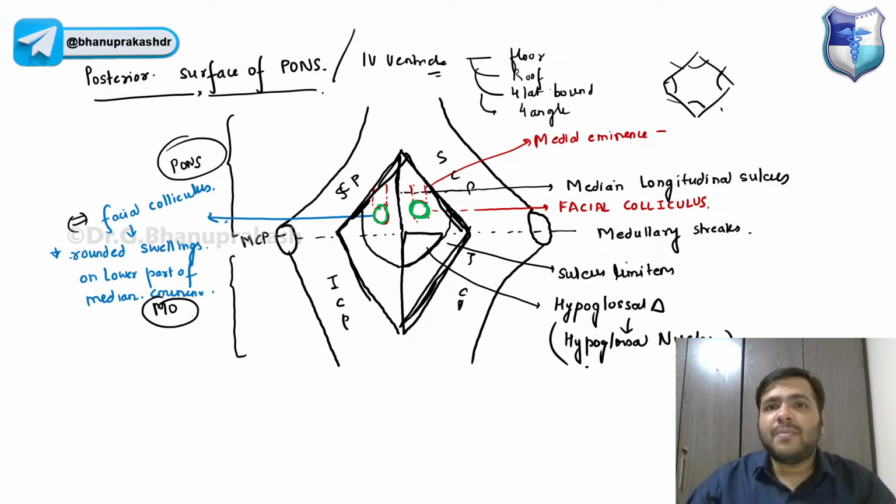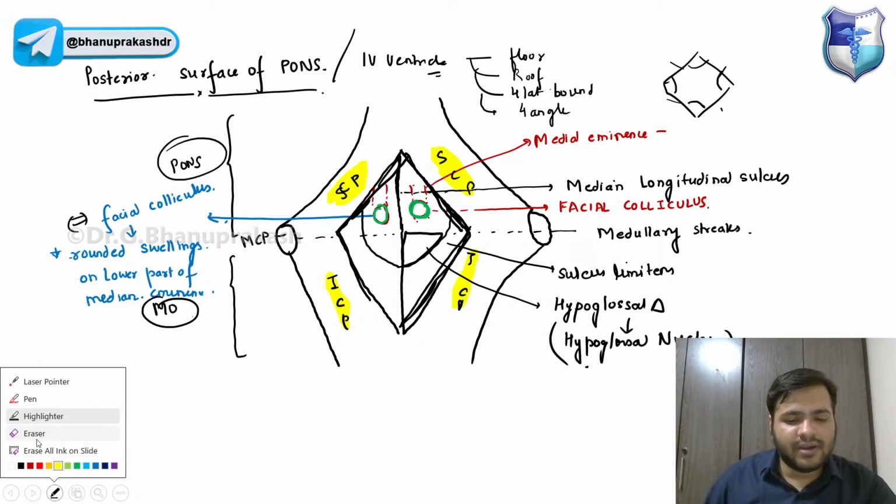So, guys, if we talk about the boundaries, you already know the upper lateral boundary is formed by the superior cerebellar peduncle. Please remember, it is the superior cerebellar peduncle which forms the upper lateral boundary, right? And the lower lateral boundary is formed by the inferior cerebellar peduncle.